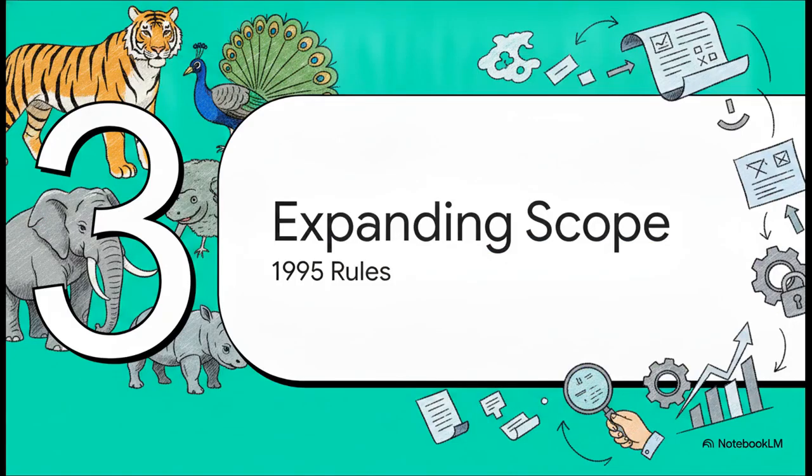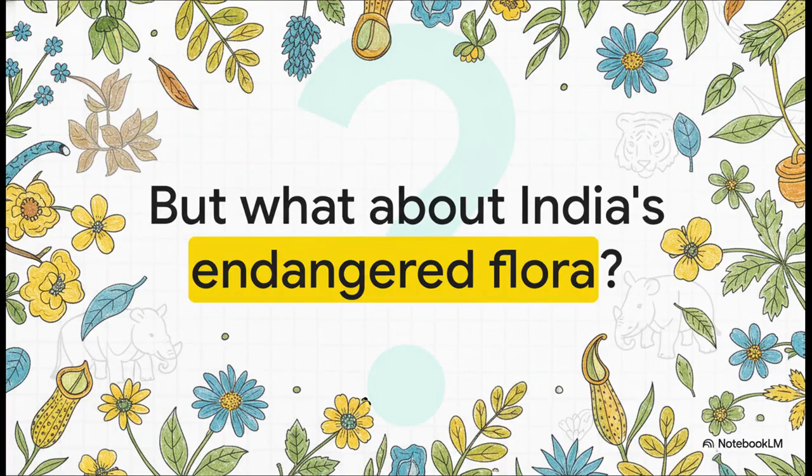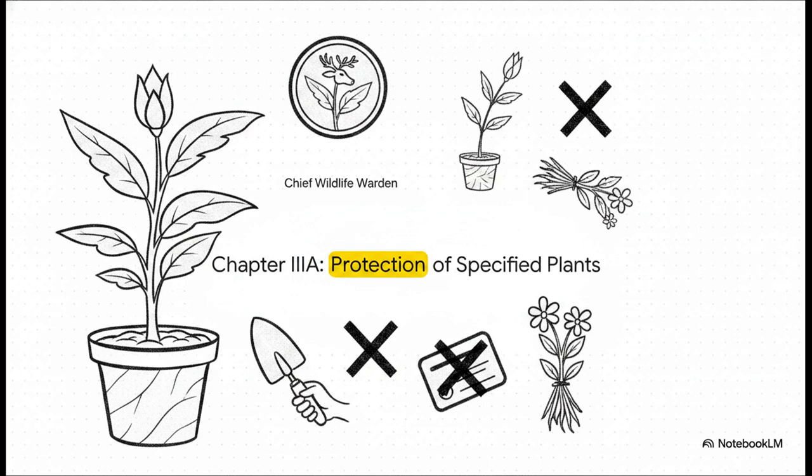Which brings us to Part 3, expanding scope and the 1995 rules. Up until now, you might be thinking purely of tigers and sanctuaries. But what about India's endangered flora? It's a pivotal question, isn't it? For decades, the spotlight was totally on animals, but preserving specific endangered plants is equally vital to keeping our whole ecological balance in check. Now, what's really interesting here is the addition of Chapter 3A.